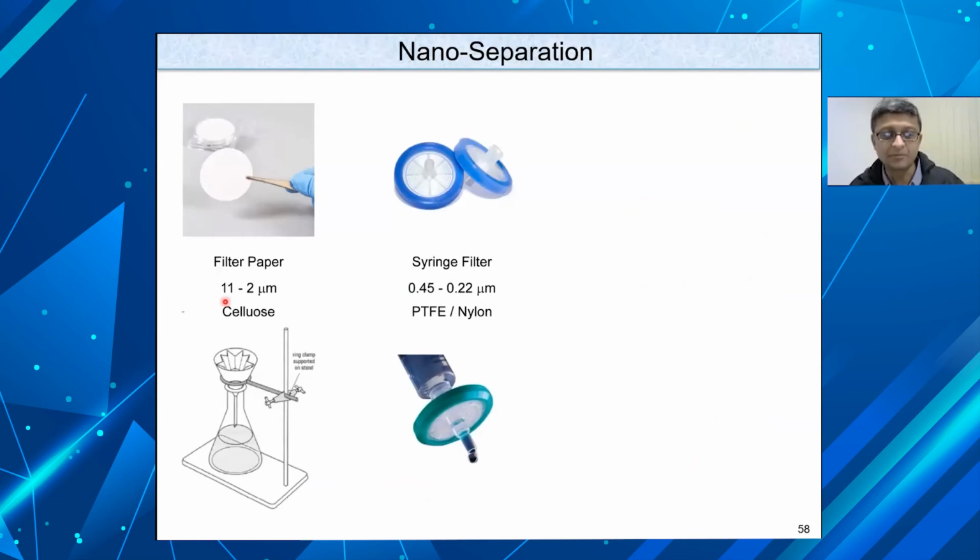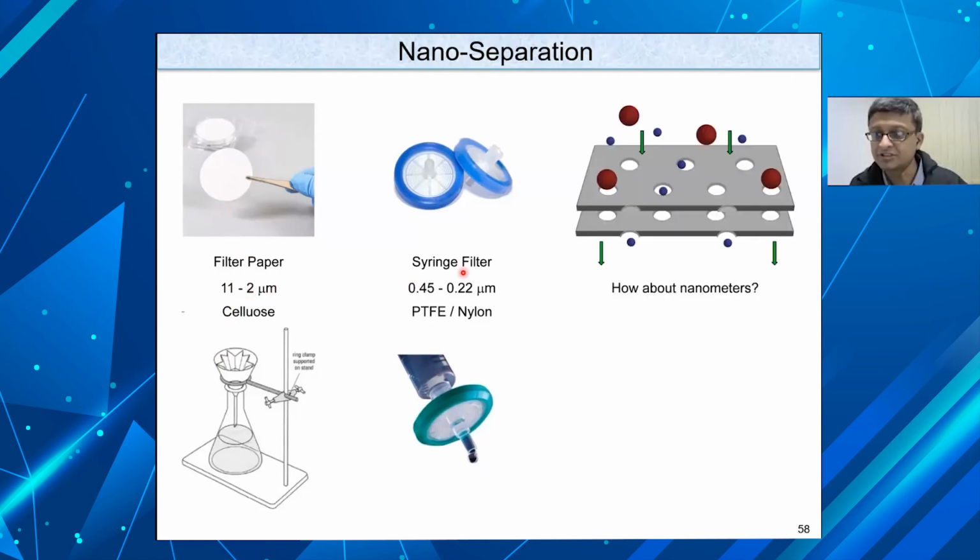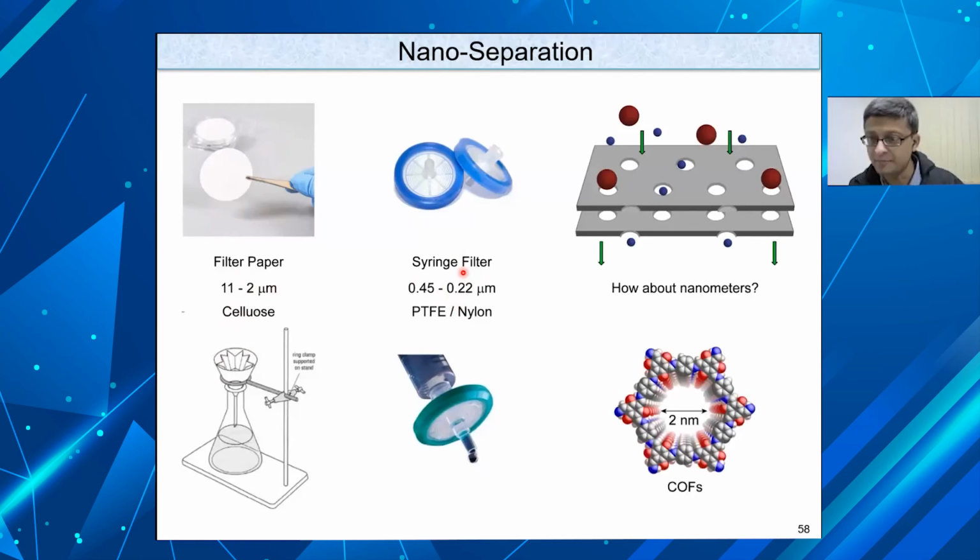These are the filter papers that we commercially use. This is a cellulose filter paper. We also use syringe filters. And what about a nanometer size filter paper? This is what I am about to show you.